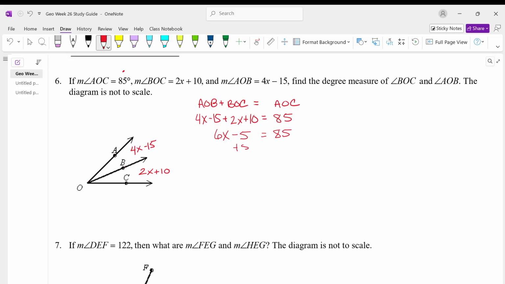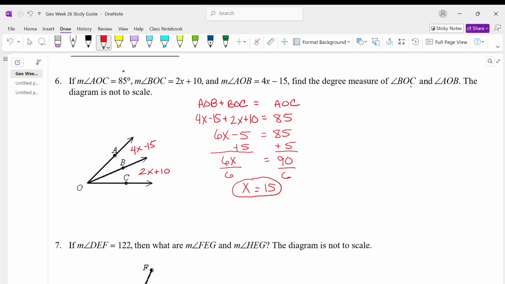Going to add 5 to each side. So 6x is equal to 90. Then we're going to divide each side by 6. So our x is equal to 90 divided by 6 is? Good, 15.